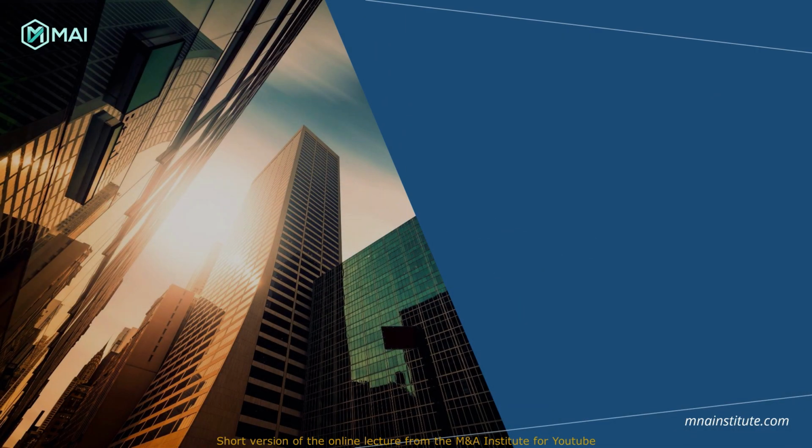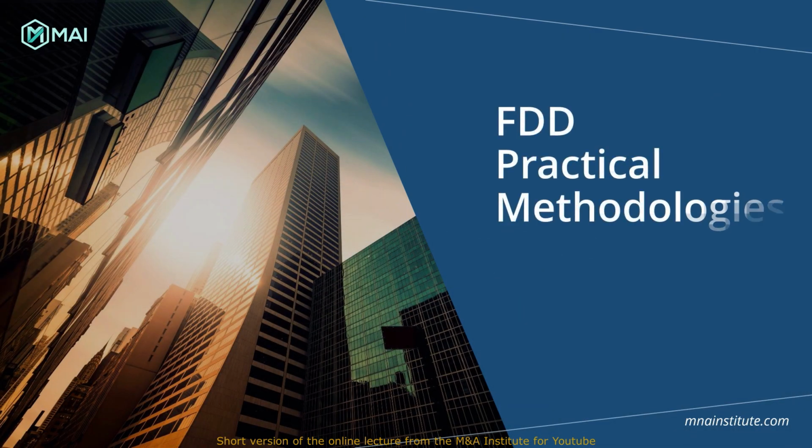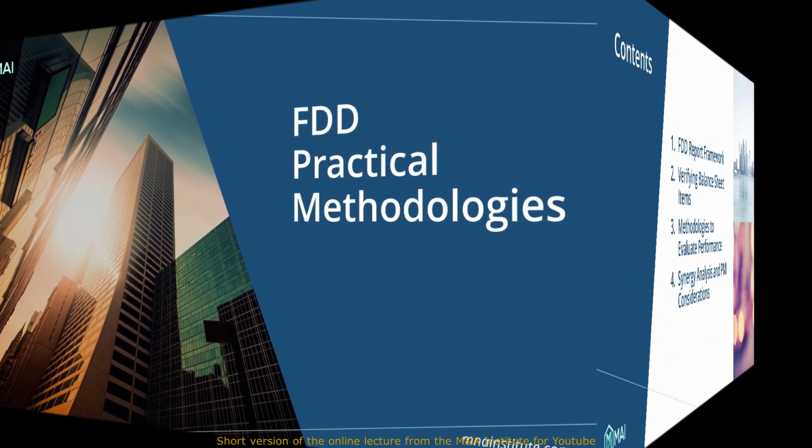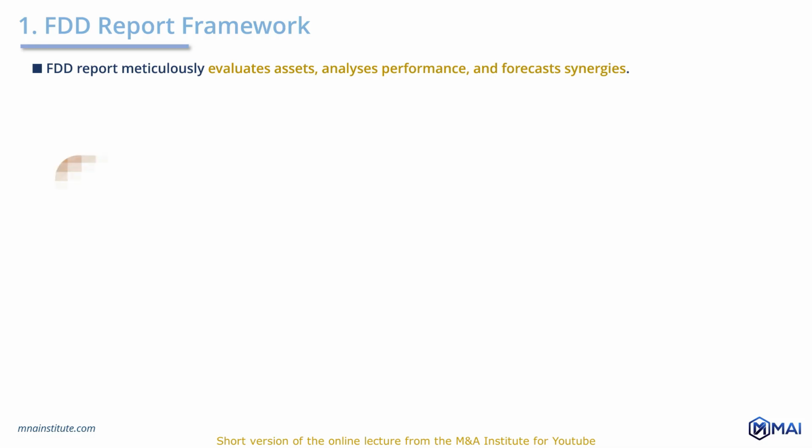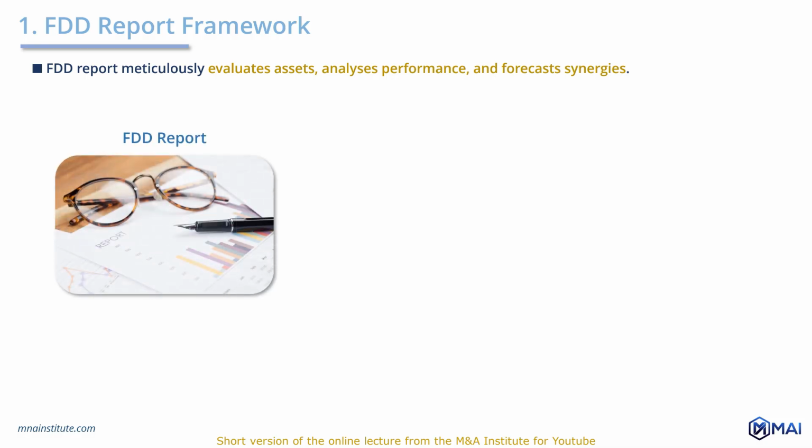In this lesson, we will look at the general framework of a financial due diligence report. When outlining the structure of a financial due diligence report, you might tailor the scope to the specific attributes of the transaction in question. In this topic, assuming that commercial due diligence is conducted separately, we will discuss three key areas: evaluation of assets and liabilities, performance analysis, and synergistic projections with the acquiring entity.